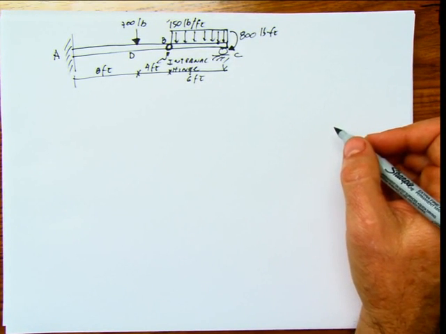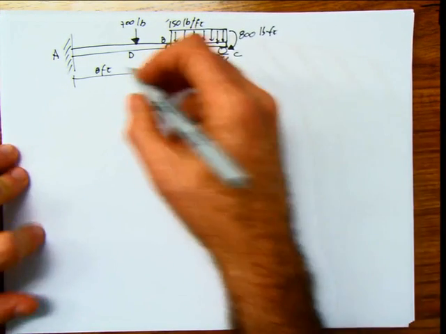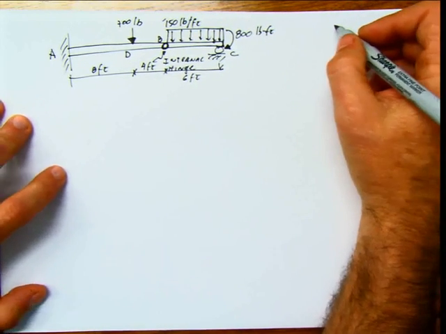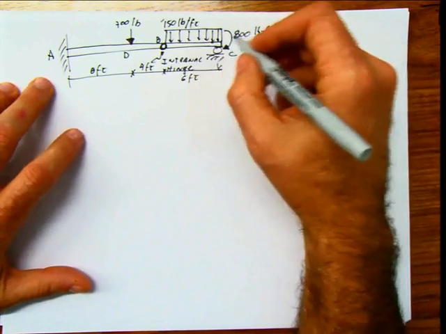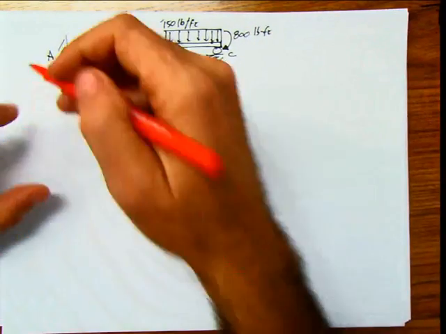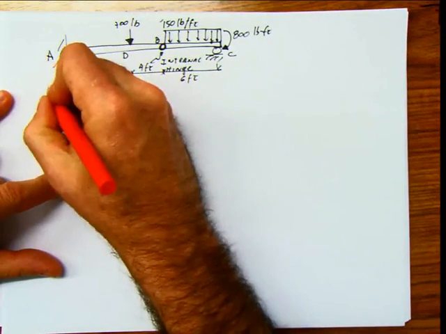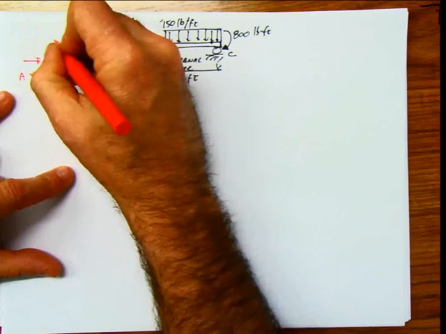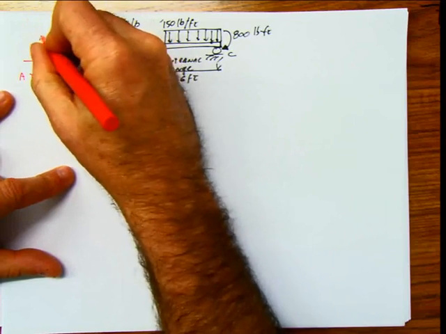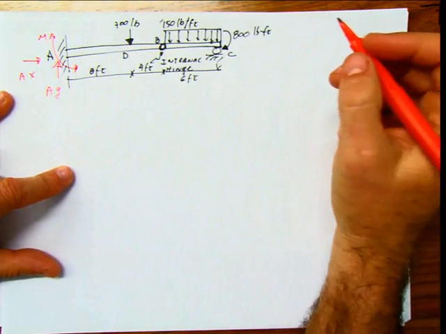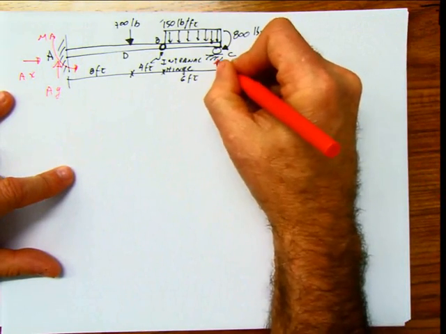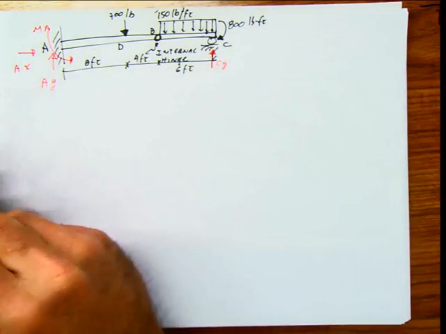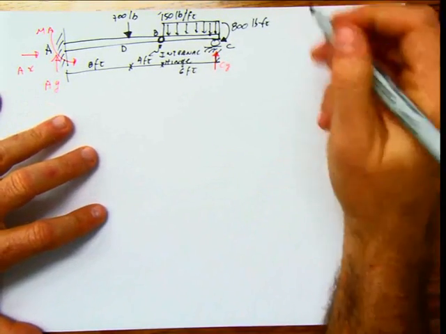Okay, the first thing that we have to do when we have this type of problem is verify if this structure is statically determinate or statically indeterminate. And how do you do that? Well, you have to remember the number of reactions. First of all, this is a fixed support, meaning we're going to have AY, AX, and MA. And here is a roller, so we are going to have only one normal reaction, CY. So I have 4 reactions total.